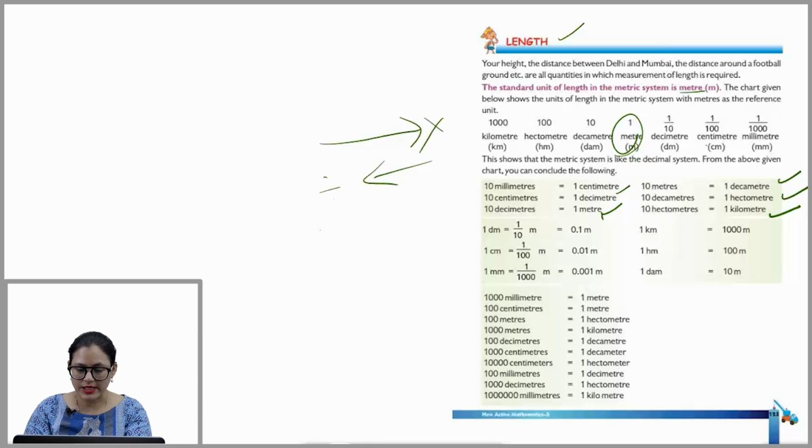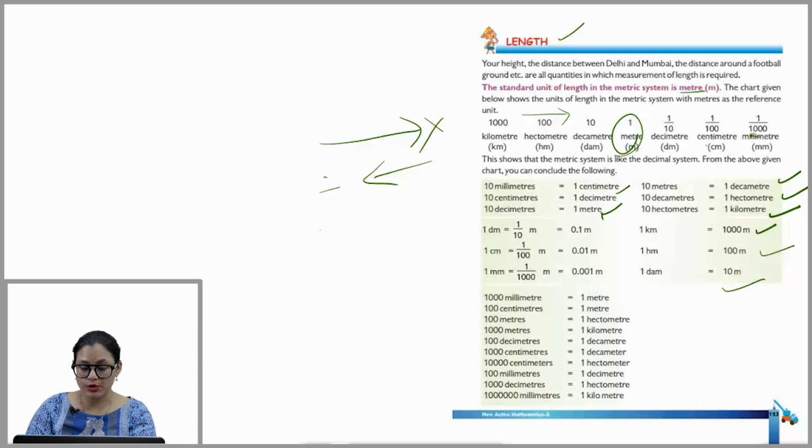Okay. 1 centimeter, this is centimeter. How many meters? 1, 2, so 1 by 100. 1 millimeter is equal to how many meters? 1, 2, 3, that is 1 by 1000 meter. 1 kilometer is equal to 1000 meter. This is kilometer and this is meter. Now we are going towards right side, so what we are going to do here is multiply. 1 hectometer is equal to 100 meter. 1 decameter is equal to 10 meter, right?